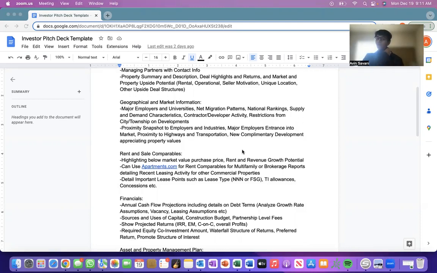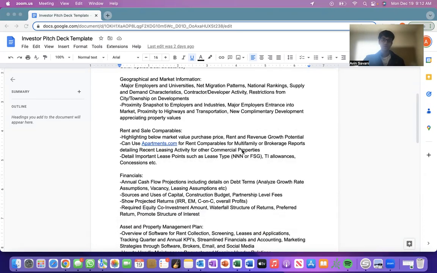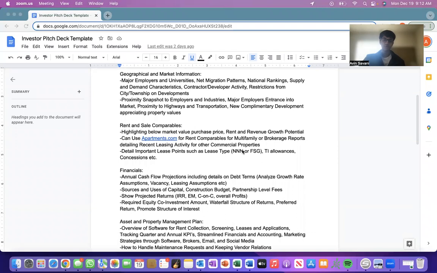And then mention the seller's motivation, a brief description about the seller, it doesn't have to be too long. And then the unique location, and other upside deal structures. Let's say you're doing a waterfall structure, you have hurdle rates, basically a promote. If returns increase to 15% or higher, then the LP is going to get more of the deal, or the LP and the GP, it's going to be negotiated between them, right? So mention those different deal structures in the opening slides. Next would be the geographical and market information.